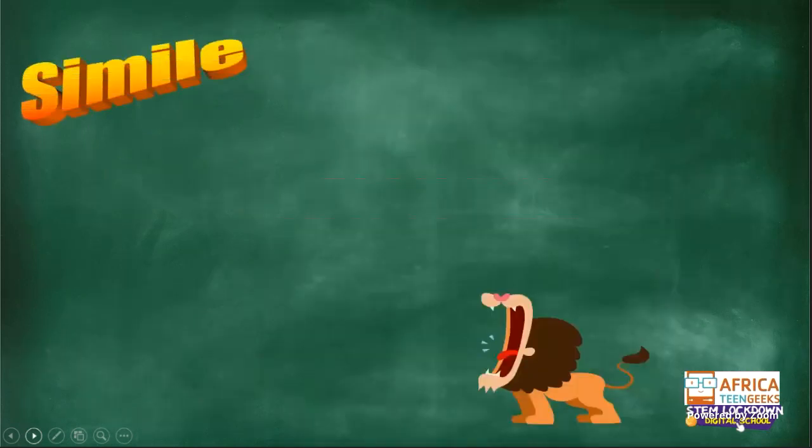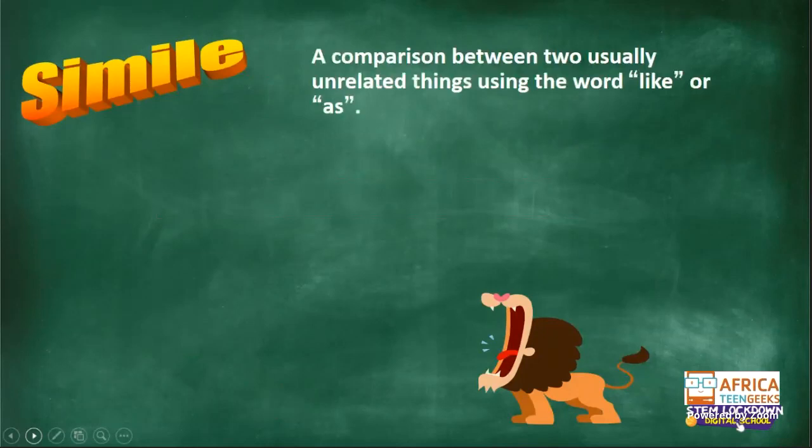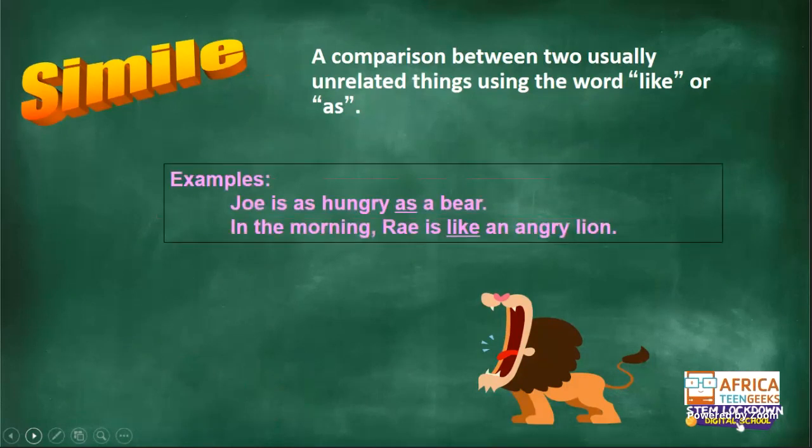Okay. Simile. Who can tell me what a simile is? What is a simile? As in like, comparison using the words like or as. Yes, we all got it. So a comparison between two usually unrelated things using the word like or as. So for example, Joe is as hungry as a bear. In the morning, Ray is like an angry lion.